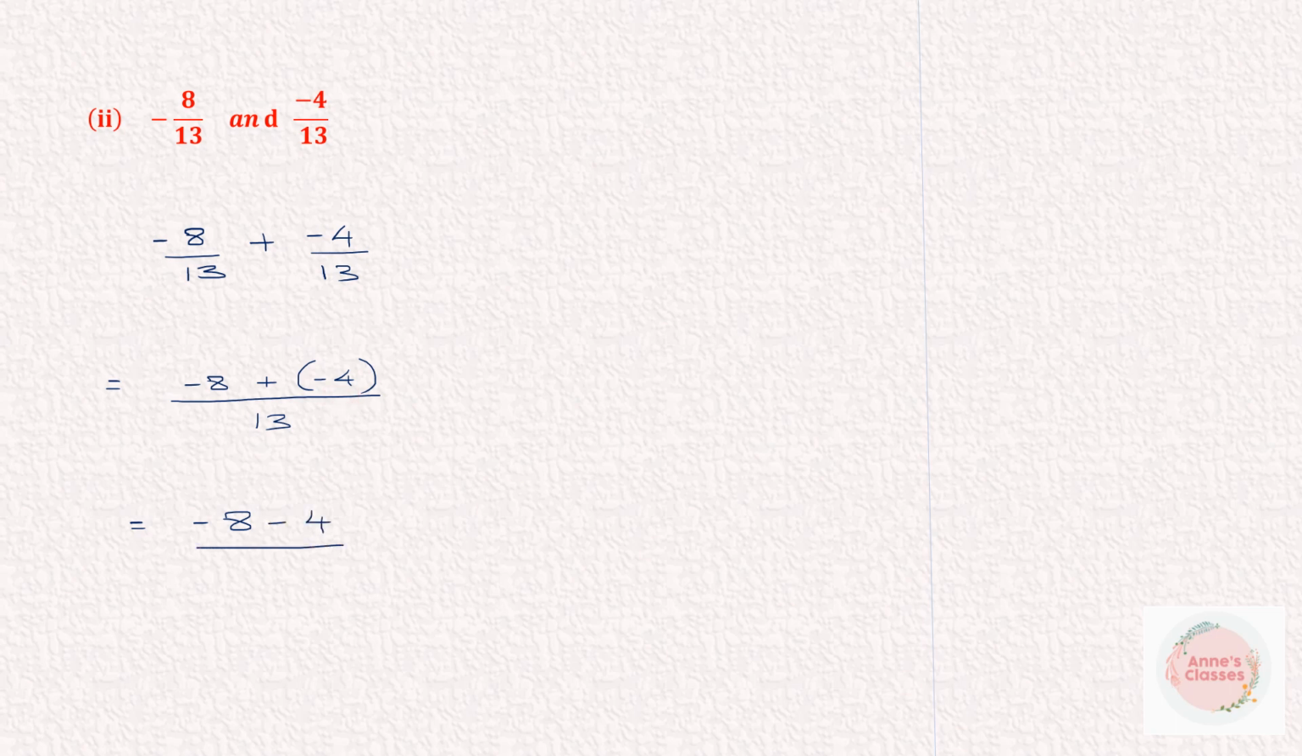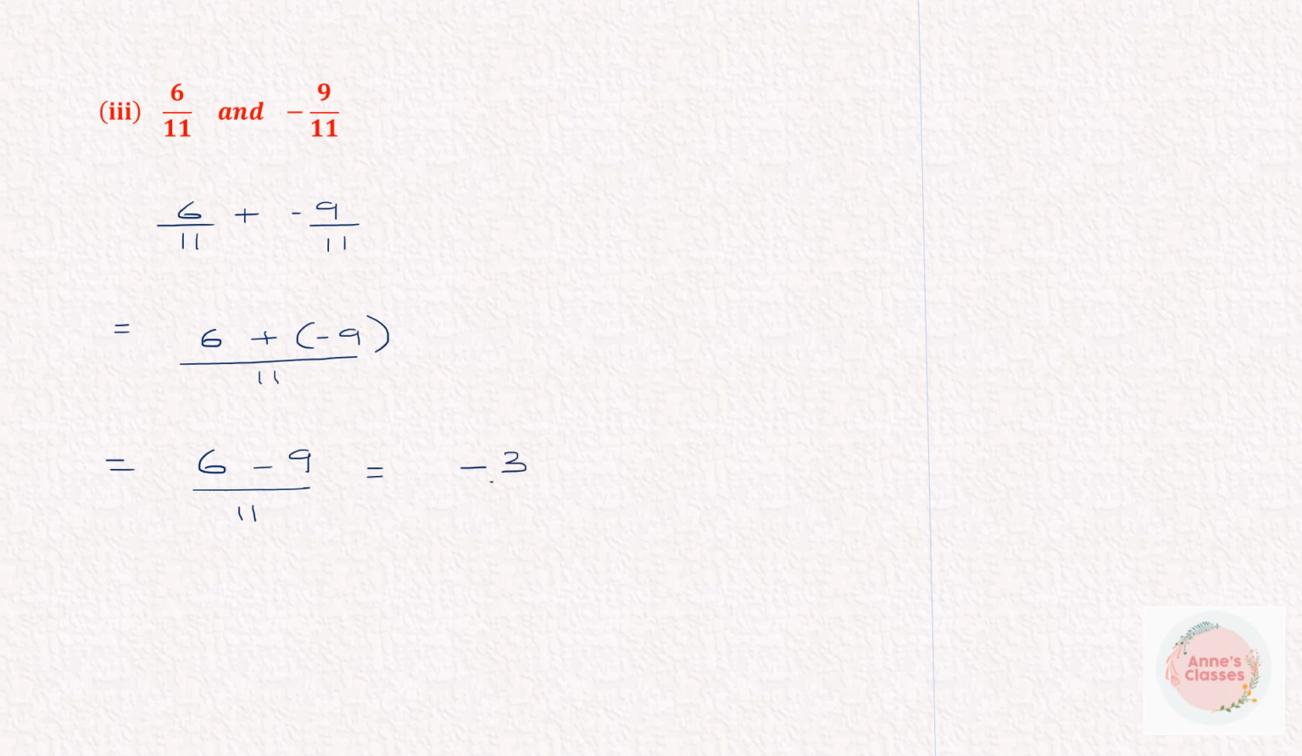Minus 8 minus 4 by 13. Minus 8 minus 4 signs are the same. Put the same sign and add. 8 plus 4 is 12. 12 by 13. The final answer here is minus 12 by 13.